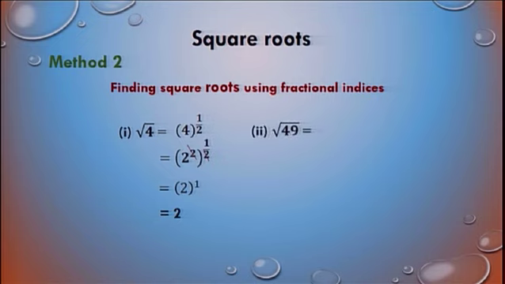Similarly, for square root of 49, first we write 49 to the power of half. 49 can be written as 7 power 2. Evaluating 7 power 2 power half using the power law, we're going to have 7 power 1, which is equal to 7.